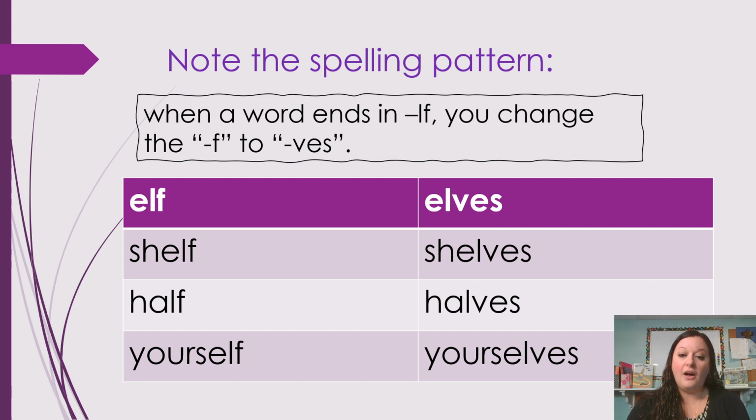The word shelf also ends with an L before the F. If we wanted to talk about more than one shelf or many shelves, we would have to take that F, change it to a V, and add ES. The word half also follows this same spelling pattern. Since there's an L before the F, we have to change that F to a V and add ES. So when we're thinking about our reflexive pronouns like yourself, we have to follow that same rule. There's an L before the F, so we take that F, change it to a V, and we add ES.